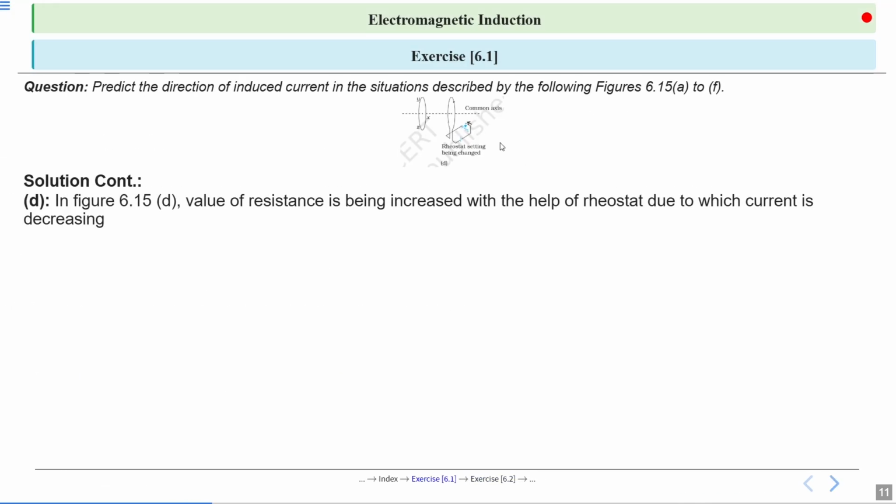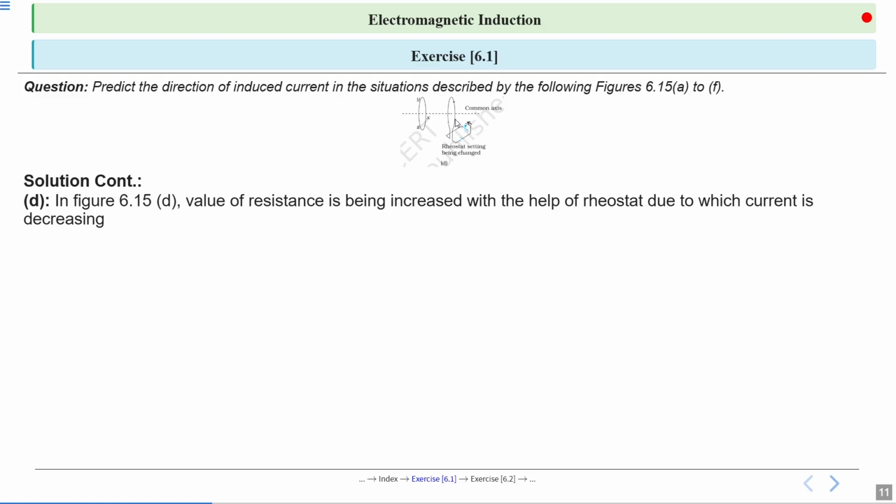Now D. So in this figure, you can see the reading of the rheostat. Reading of the rheostat is increasing. Like you can see in the arrow also, it is being increased. Means resistance is being increased. Okay. So in figure 6.15D, value of resistance is being increased. This pointer is moved to the higher resistor value. So resistance is being increased with the help of rheostat, due to which current is decreasing. If resistance is increasing, current will decrease in the coil.